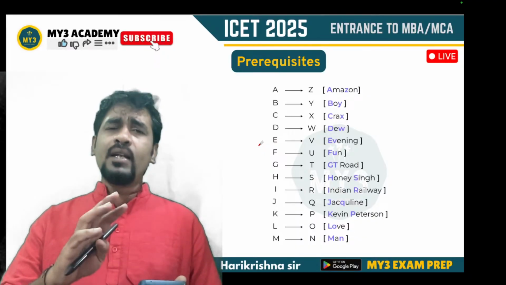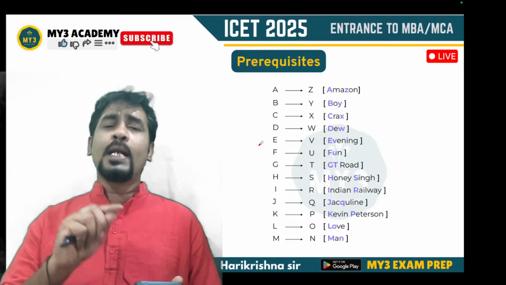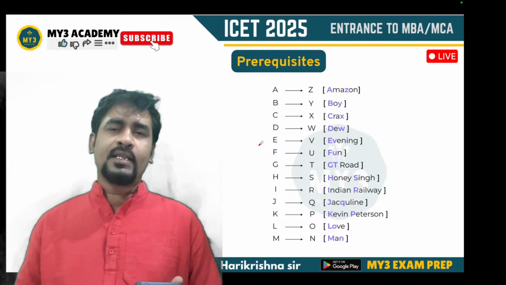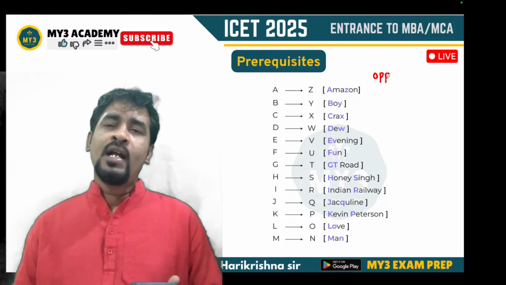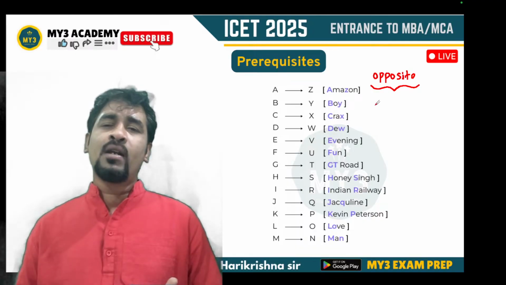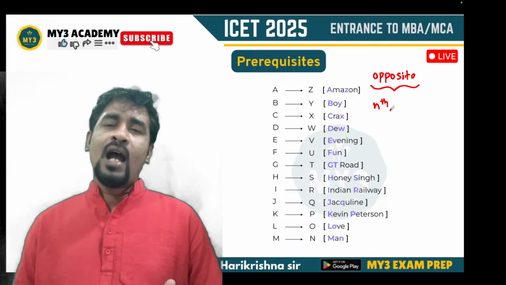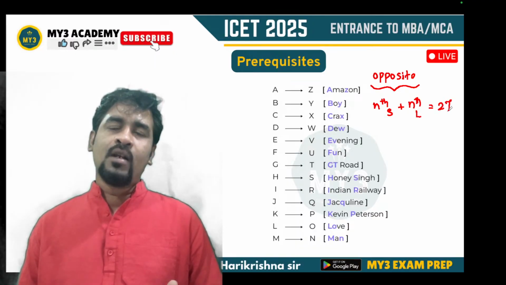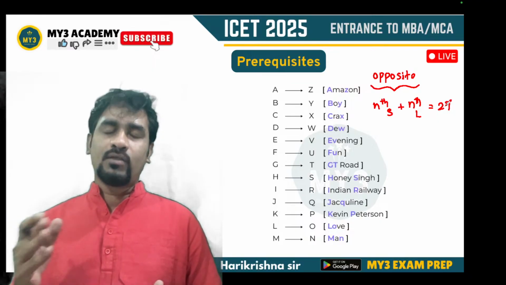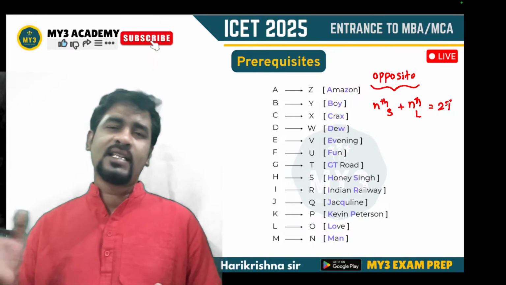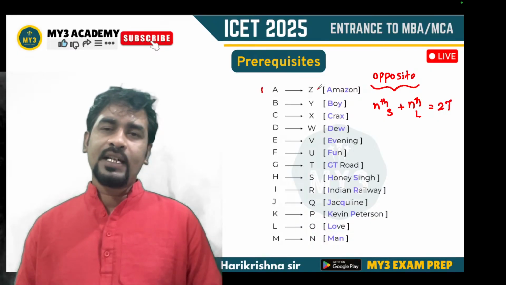Another prerequisite is to remember the opposite letters. That means if you take the opposite letters, the summation is always equal to 27. You can use this trick, or otherwise just remember the nth letter from the start and the nth letter from the last always gives the summation as 27. So the first letter is A and the first letter from the last is Z. A plus Z, that means 1 plus 26 is 27. 2 and 25, which is 27.